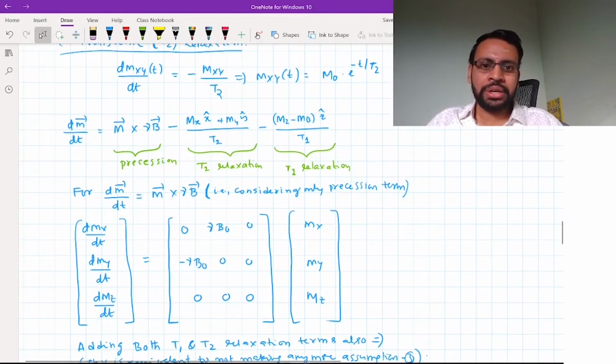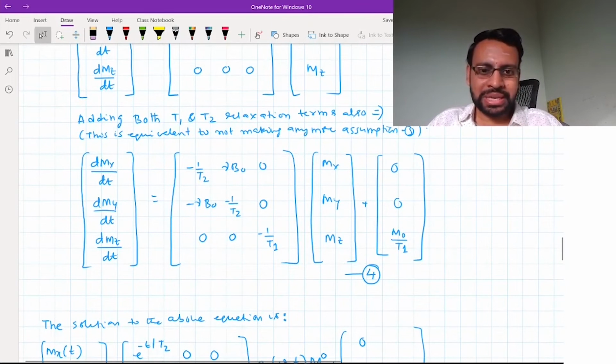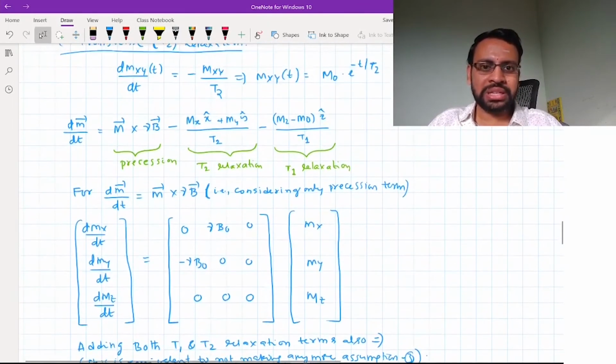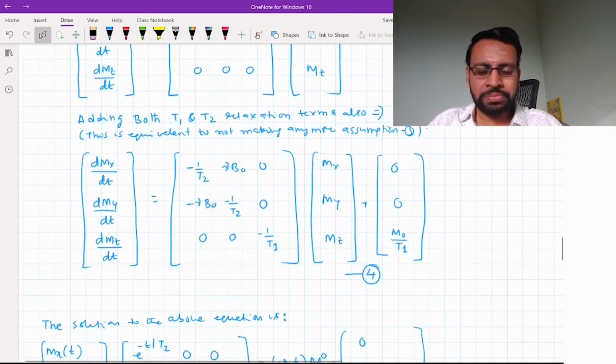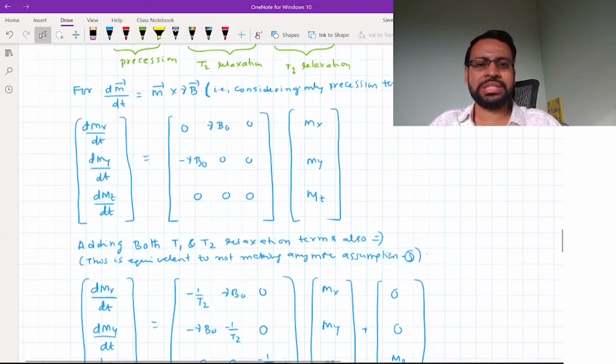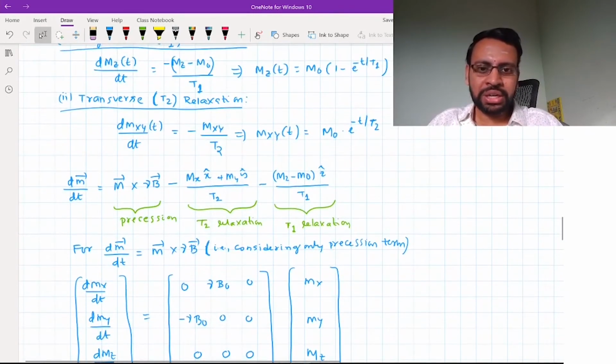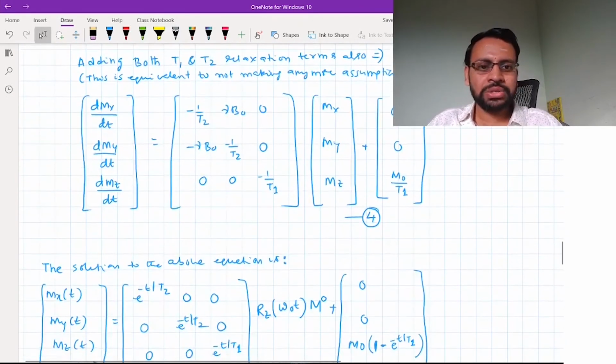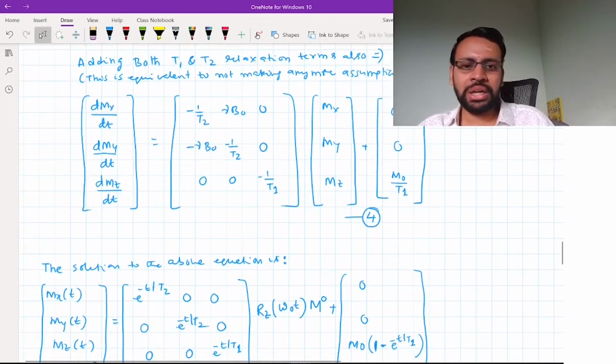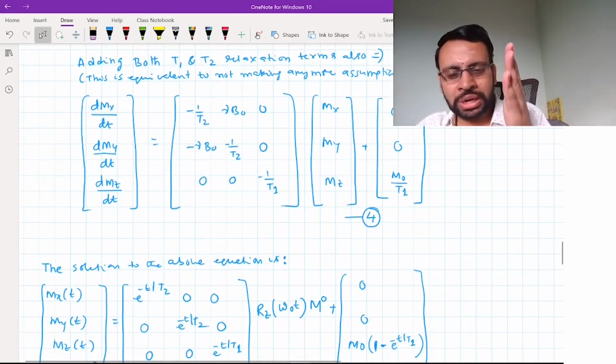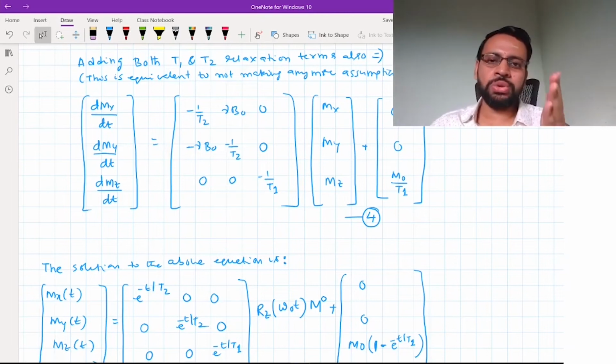And as far as mz is concerned, there is a term of minus 1 by T1, so that has come here, and also there is a constant here, nothing to do with mx, my, mz. Note that this is something getting multiplied with mx, my, mz, and there is a term which gives you a constant. The constant that you have here is M naught by T1. This minus and minus get cancelled out, so M naught by T1, right? This is the expression now once you have included both T1 and T2 relaxations.